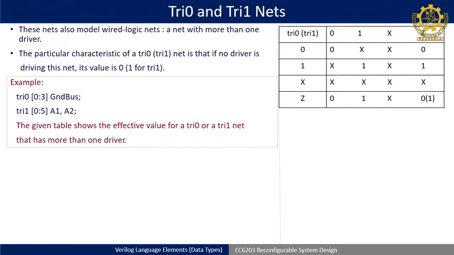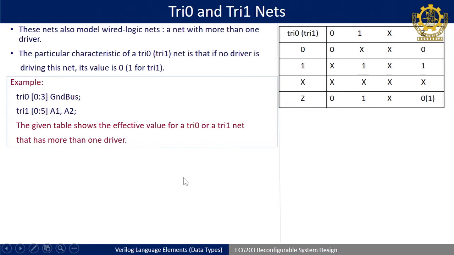So, it is helpful if you are using multiple driving capability with a corresponding data type. Okay. This table you referred to in the earlier slide. Okay. Then coming to tri0 and tri1. These nets also model the wire logic nets. It is also used to define more than one driver.